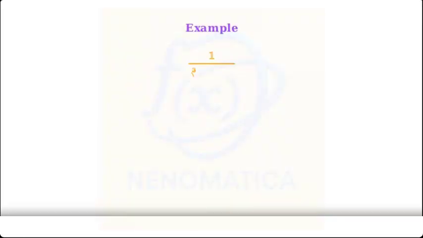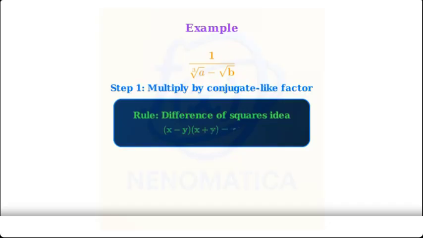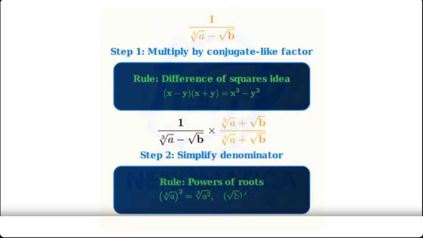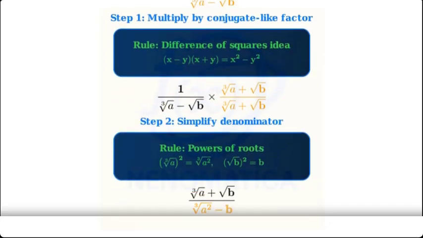We will learn how to rationalize denominators with cube roots, exactly following the classic algebraic algorithm you see in many solution keys. First example focuses on 1 divided by the cube root of a minus the square root of b. Step 1. Multiply by a strategic form of 1, the cube root of a plus the square root of b over itself. This turns a difference into a difference of squares in the denominator. Step 2. Simplify. The denominator becomes the cube root of a squared minus b, while the numerator becomes the cube root of a plus the square root of b.